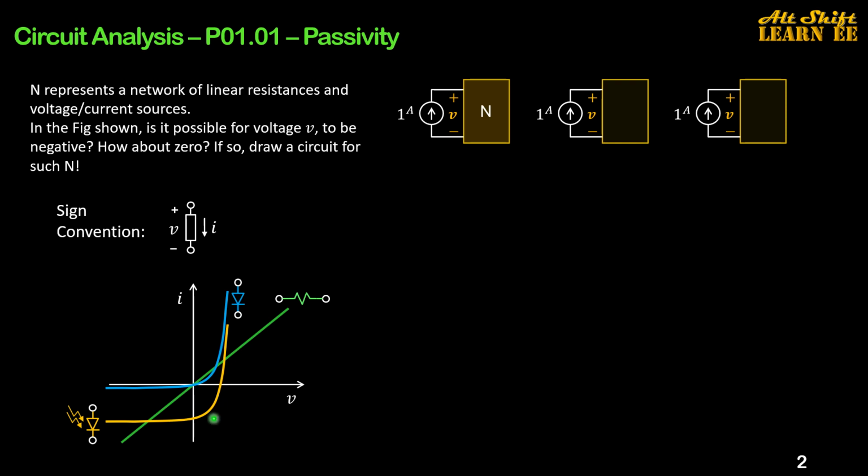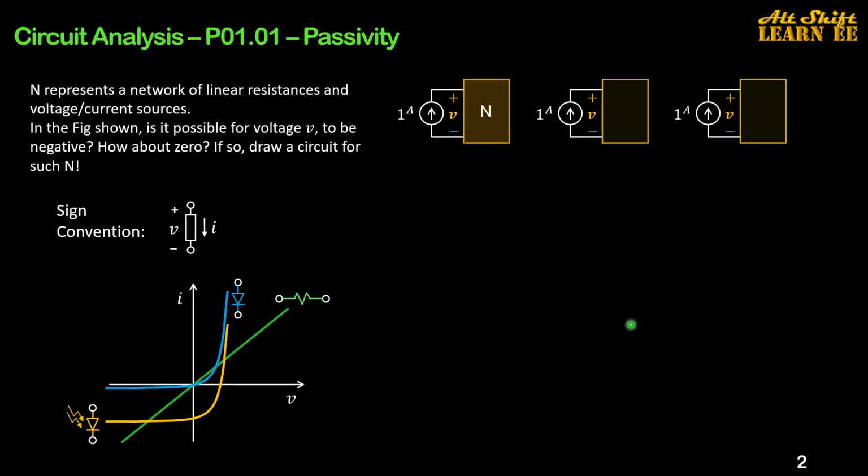We call it active. But note that it does not mean that I times V of an active device is always positive. For example, in this region of the IV curve, it consumes power. It does not generate power.